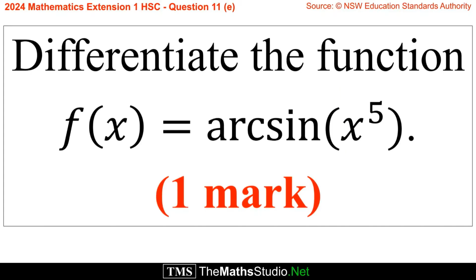Question 11, Part E. Differentiate the function f of x equals arc sine of x to the power of 5.